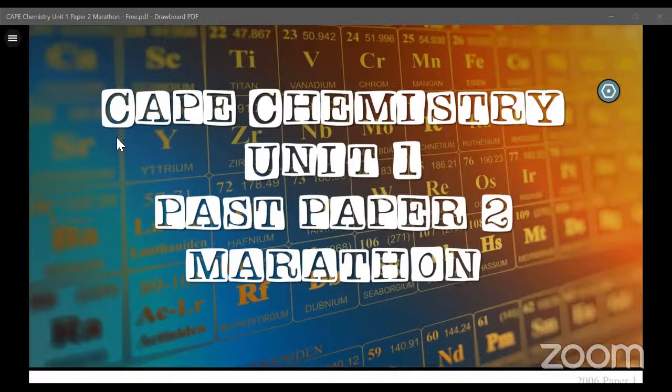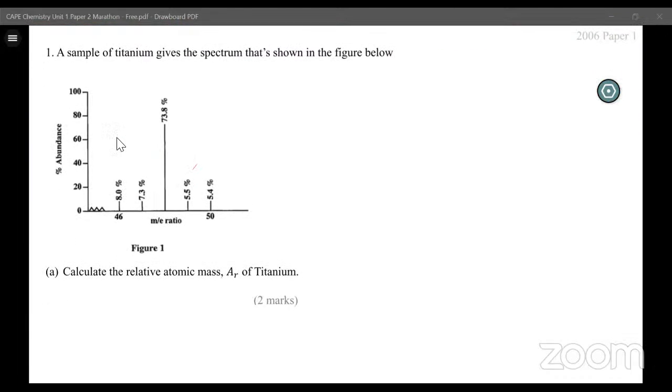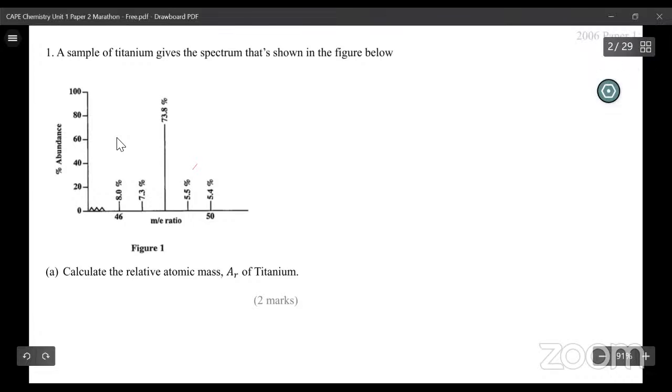All right. This question was from the 2006 Paper 1, and I divided the questions based on topics and not by the years. And excuse me if you're hearing any background noises. I'm not home alone. So here we go.